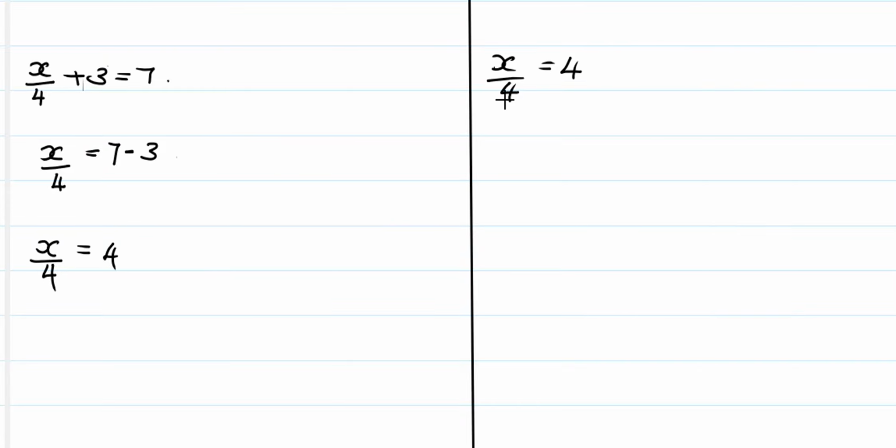X over 4 is equals to 4. Then, to remove this 4 here, I need to multiply both sides by 4. So, here I can put it in brackets like this, and then I multiply by 4, so it becomes 4 into x over 4 is equals to 4 multiplied by 4. What I did on the left side, I need to do on the right side. So that's why I multiplied by 4 on the left and also 4 on the right.